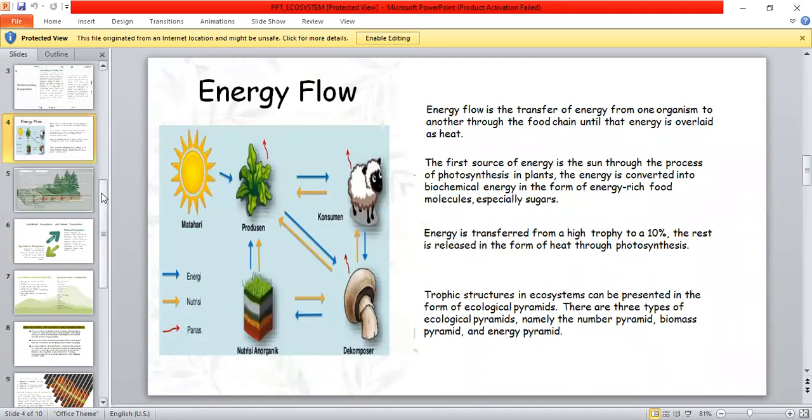Energy flow is the transfer of energy from one organism to another through the food chain. The first source of energy is the sun. Through the process of photosynthesis in plants, the energy is converted into biochemical energy in a form to energize plant molecules, especially sugar. Energy is transferred from one trophic level to the next, with about 10% passed on. The success of an ecosystem can be expressed in the form of ecological pyramids. There are three types of ecological pyramids, namely the number pyramid, the mass pyramid, and the energy pyramid. Next.